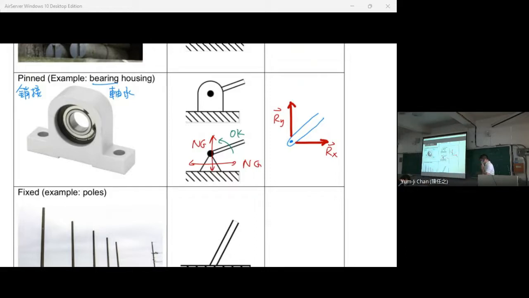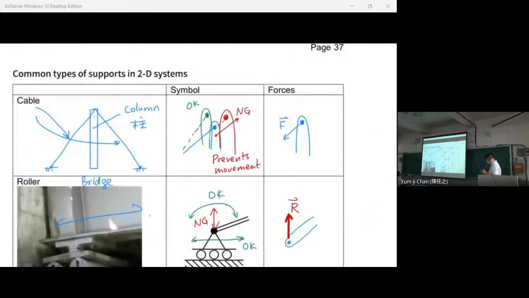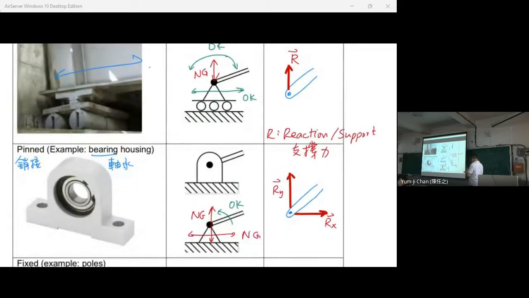These are very good questions. And this R is reaction, or support. Because these are supports, of course you have different shapes of supports, but how do we draw them as forces?